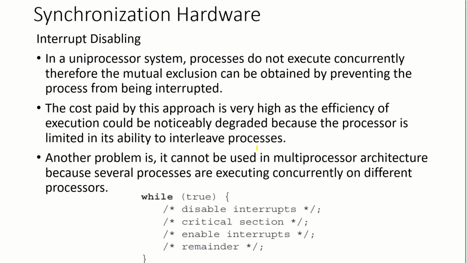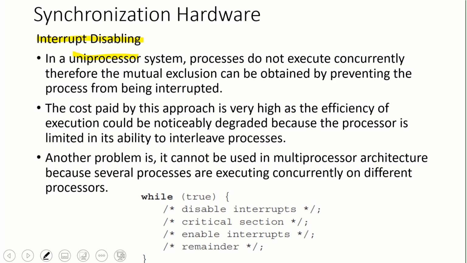Next topic is synchronization hardware. We will look at several interesting hardware approaches to mutual exclusion. First is interrupt disabling. In a uniprocessor system, processes do not execute concurrently, therefore, the mutual exclusion can be obtained by preventing the process from being interrupted.